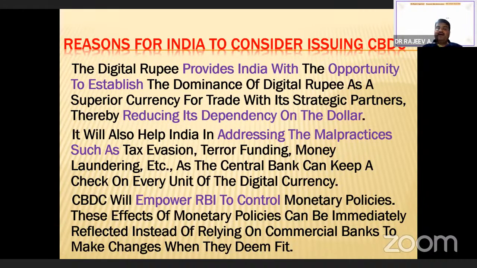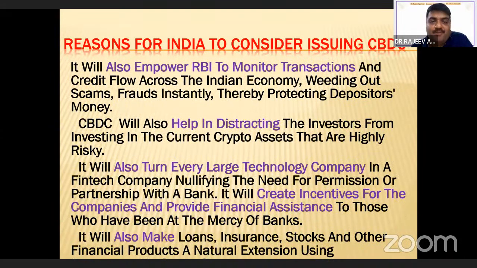And it will empower RBI to control monetary policies. These effects on monetary policies can be immediately reflected instead of relying on commercial banks to make changes when they deem fit. It will also empower RBI to monitor transactions, what money is going to whom, and weed out scams and fraud instantly, thereby protecting depositors' money. It will also help in distracting people from investing in cryptocurrencies.